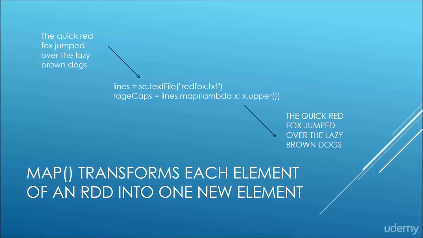So for example, if we had a text file that contained the quick red fox jumped over the lazy brown dogs, broken up on different lines like that, and then we wrote a mapper that has this lambda function that calls upper on each line that comes in to make everything uppercase, what we get back is exactly the same number of entries, just in uppercase. So again, we started with 4 lines and we end up with 4 lines. The only difference is that they've been transformed in some way. In this case, they've been all changed to uppercase letters all through.